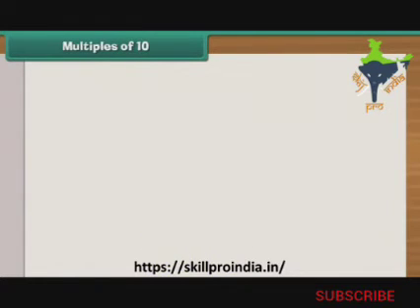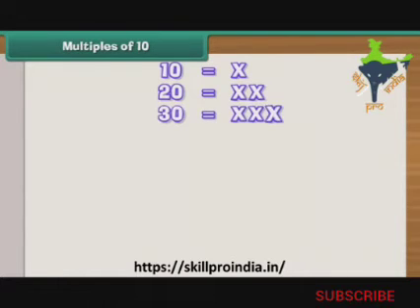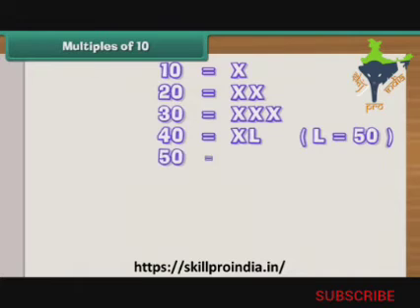Multiples of 10. We have seen that 10 is written as X and 20 as XX. By the same logic, 30 is XXX, that is 3 tens. 40 is read as 10 less than 50. Hence, it is written as XL, where L stands for 50. And 50 is L. Similarly, 60 is 50 plus 10, that is LX.